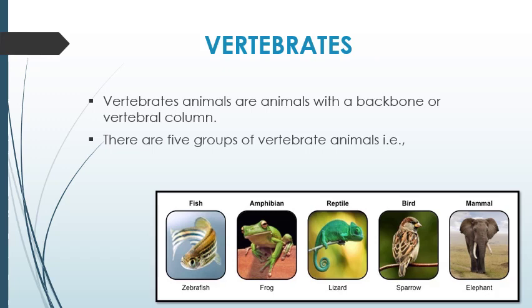In this lecture we will study different collection methods and different preservation methods of these 5 classes, and then their identification with the help of keys. So this lecture is also divided into 3 parts. First of all, we will discuss the different collecting methods of these 5 classes.